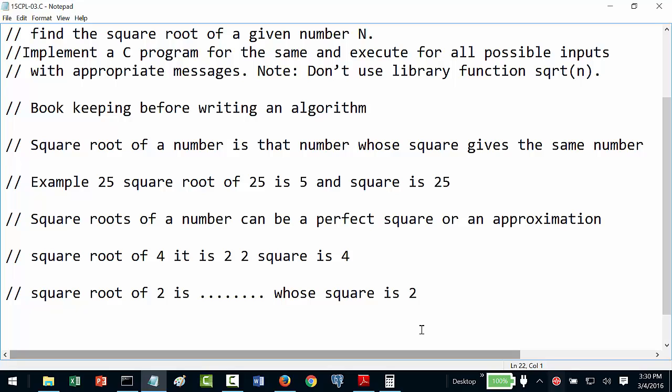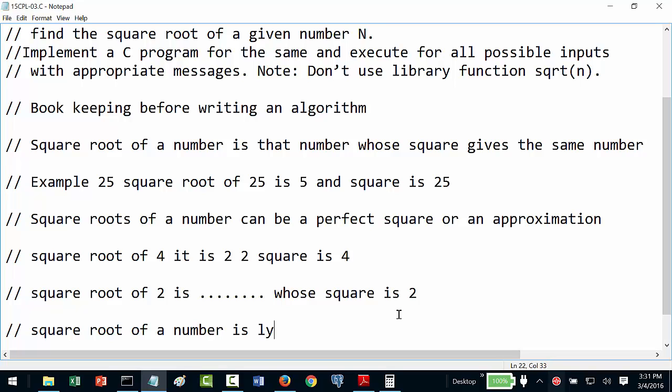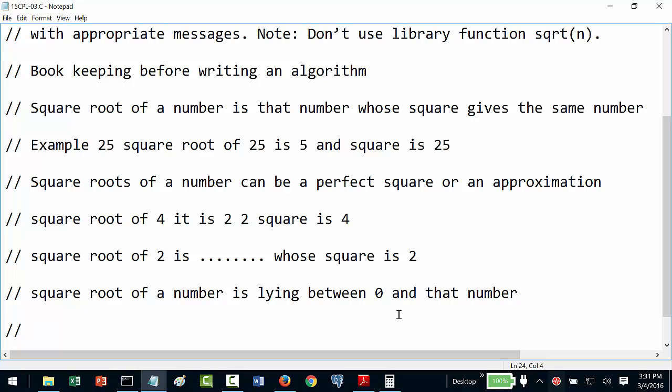One thing is the answer lies in the explanation itself. So the square root of 2 is an approximation whose square should be 2. Our logic should be like this: the square root of a number lies between 0 and that number. For example, the square root of 7 lies between 0 and 7.